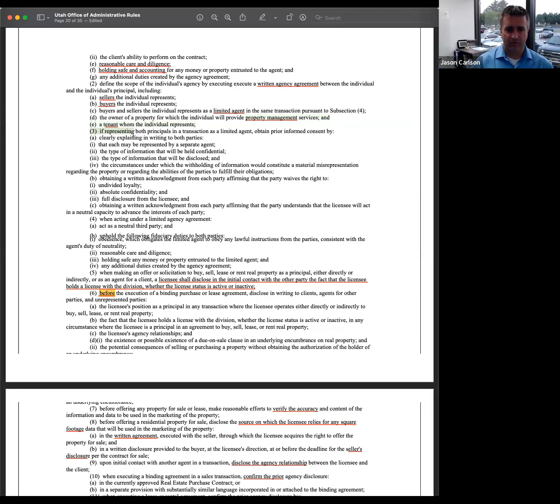Number 3, if you're representing both the principal and the transaction as limited, obtain prior informed consent. That's the limited agency. You've got to have writing, and both buyer and seller need to agree. They also need to know that they can be represented by somebody else if they want to. They've got to be given that choice. Also, we've got to tell them that there's some information that needs to be confidential, and that there will be types of information that will not be disclosed for them. So that's something to inform them on. If that's something that's important to them, you may or may not do limited agency in that circumstance.